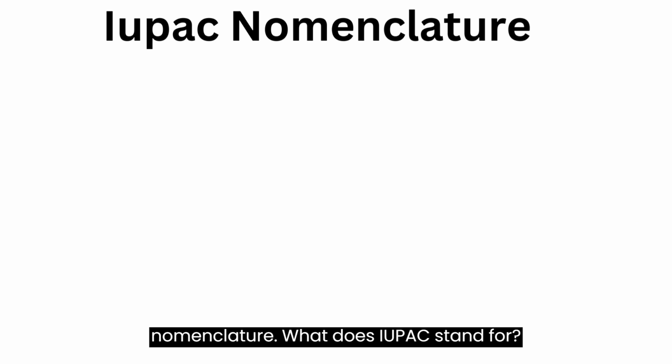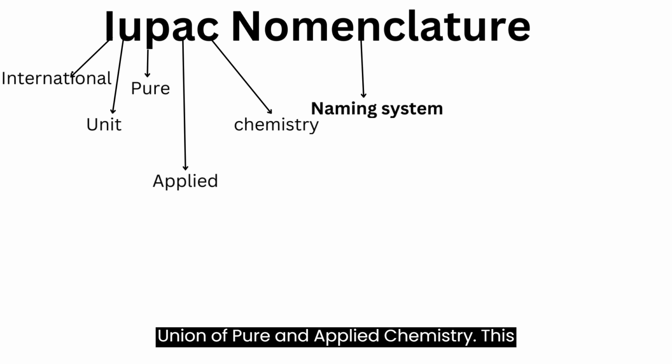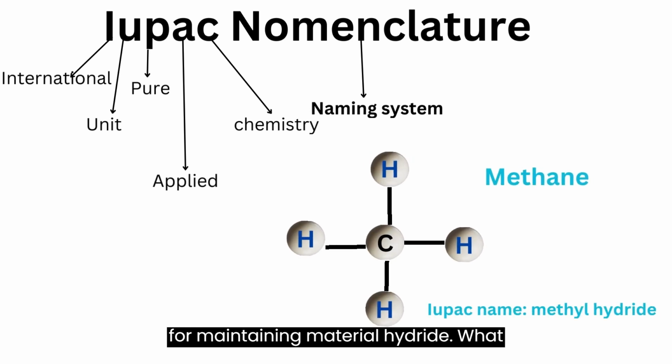What does IUPAC stand for? IUPAC stands for the International Union of Pure and Applied Chemistry. This is a standard way of naming organic compounds based on their structure and function. For example, the IUPAC name for methane is methyl hydride. What does that tell us?